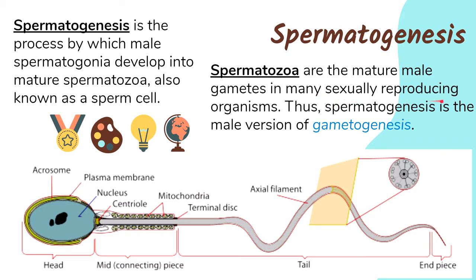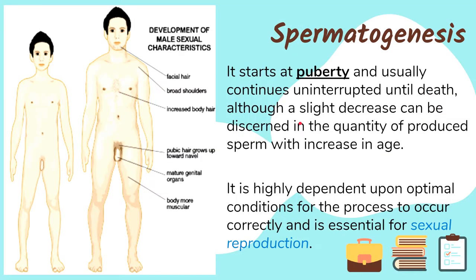So spermatozoa is the mature male gametes in many sexually reproducing organisms, and spermatogenesis is the male version of gametogenesis. We've talked about this, that spermatogenesis actually is triggered in puberty and can continue uninterrupted until the death of the male organism.